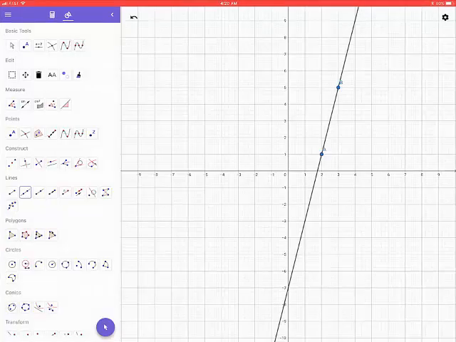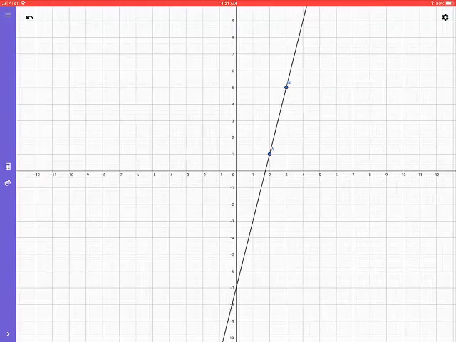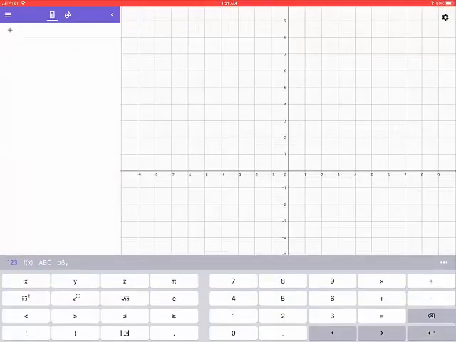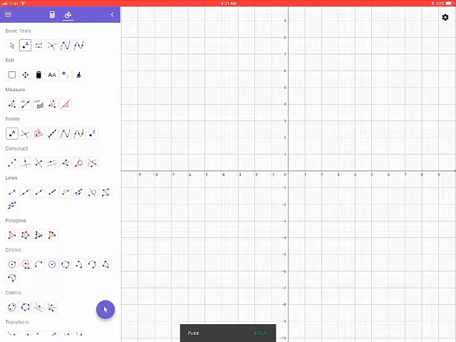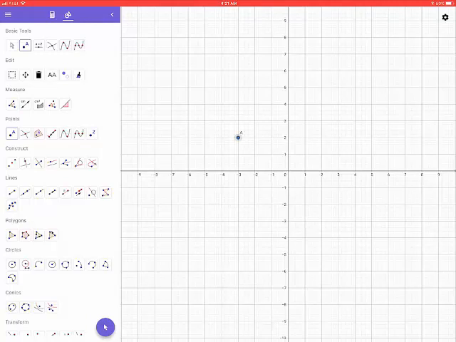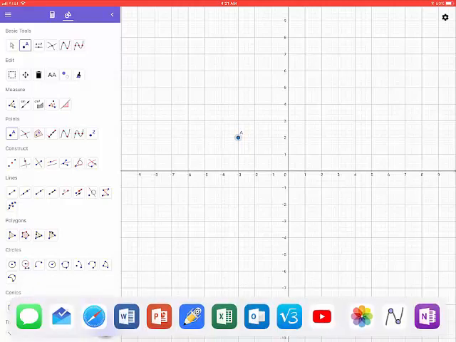So I'm going to go back here to this one. Let me get a new one. The first point that they gave us was (-3, 2). So I'm going to go over to negative 3 on the x and up to 2. So that's the first point that I have. And then the slope is 4/3. And so since I have the point (-3, 2), I'm going to go back over here.